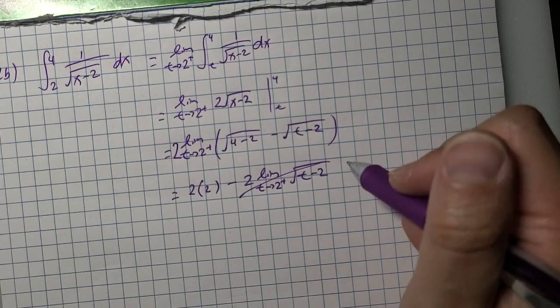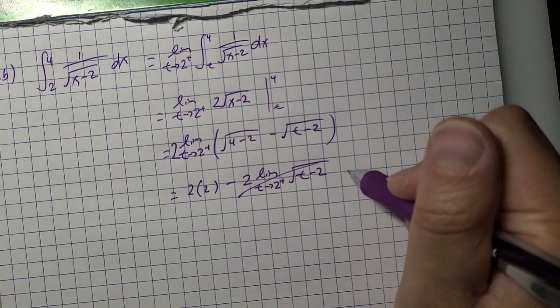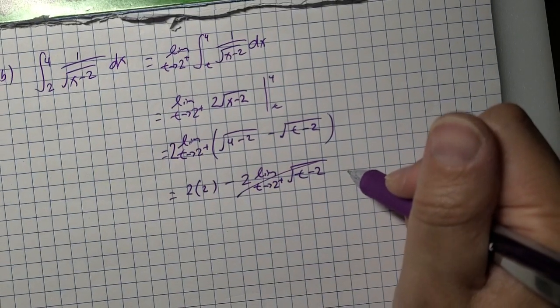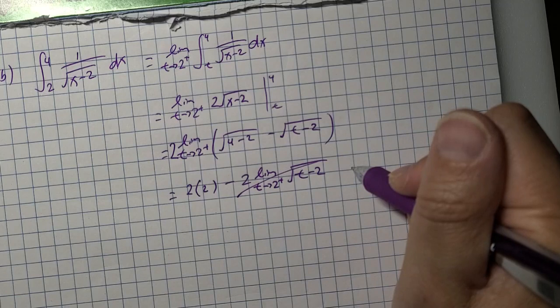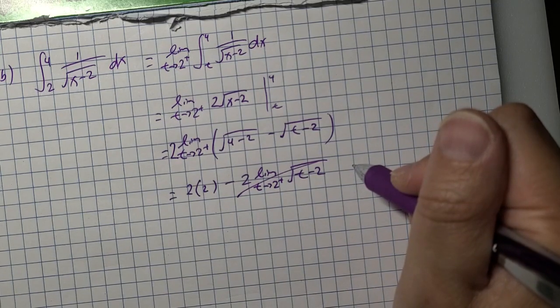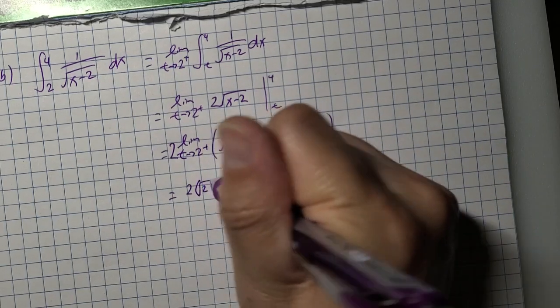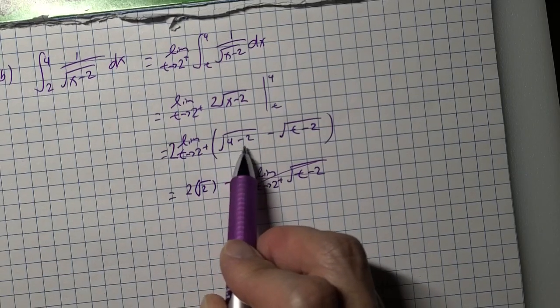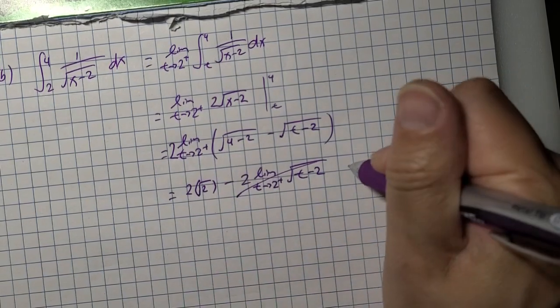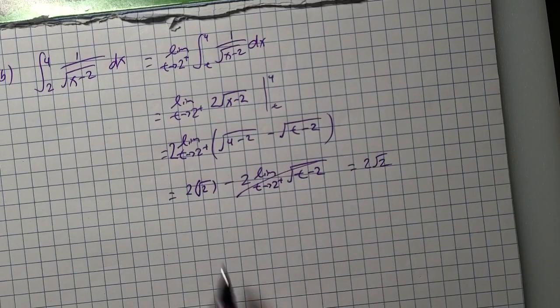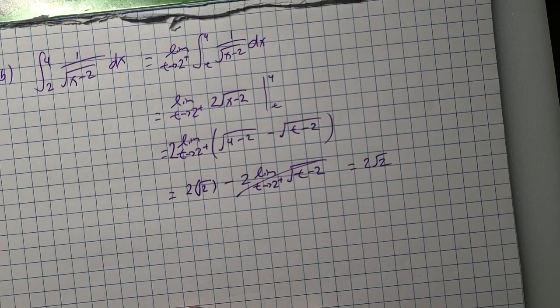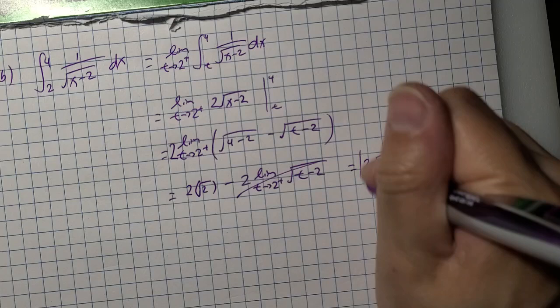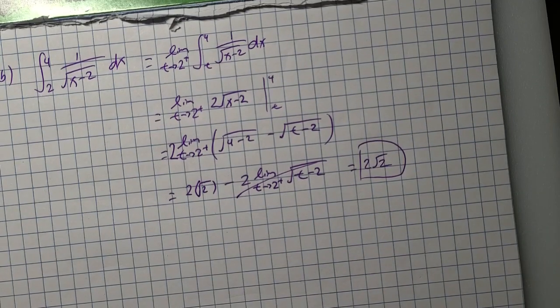Right? So then we get, I got 4, but they got 2 root 2. Oh, sorry, this is root 2, because this guy is not square root of 4. This is square root of 4 minus 2, which is square root of 2. Okay, so we get 2 root 2. So a small algebra problem there, but everything else was correct. Okay, so it converges to 2 root 2.